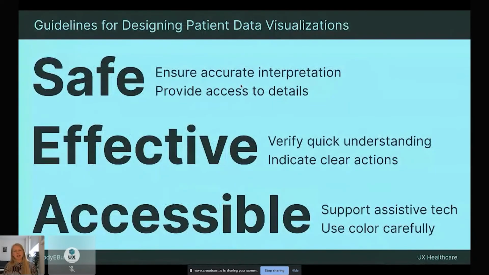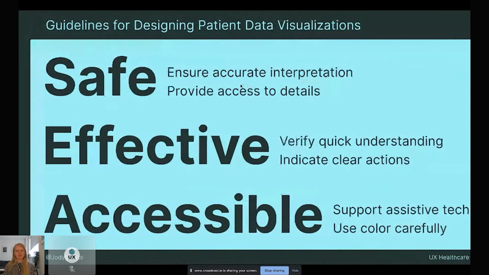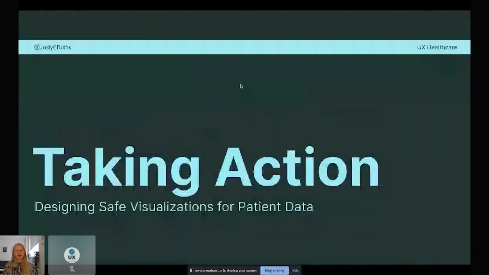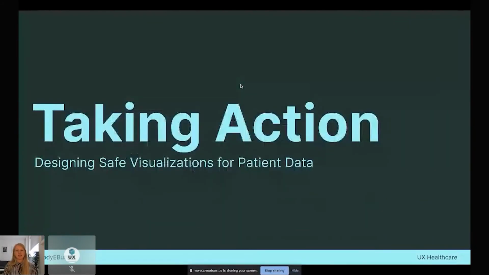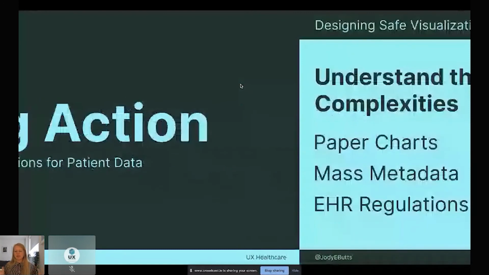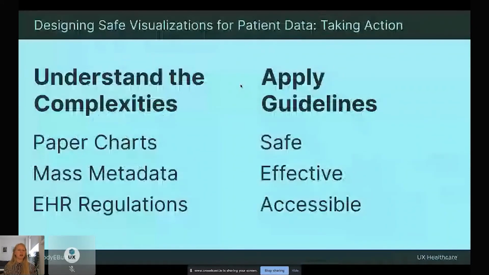So we've looked at 6 guidelines for designing safe, effective, and accessible visualizations and dashboards for clinical data. So how can you take action within your organization based on this? Again, just remembering that not all data is created equal. Within healthcare and medical scenarios, our use cases are more complex and our stakes are a lot higher, and we need to be careful with how we're designing. And we want to make sure that we're applying the guidelines that we've just talked about for safety, effectiveness, and accessibility.